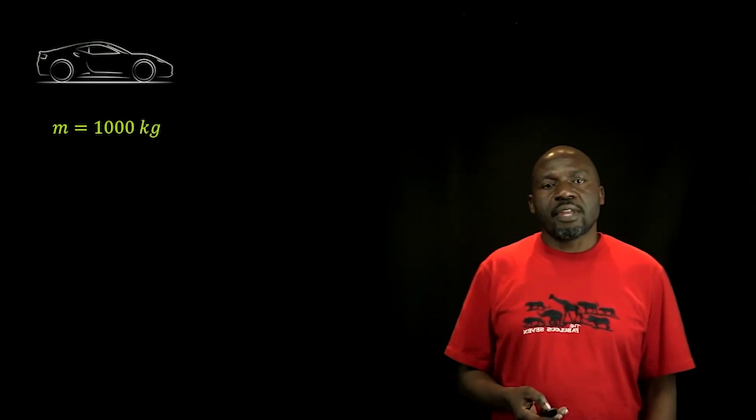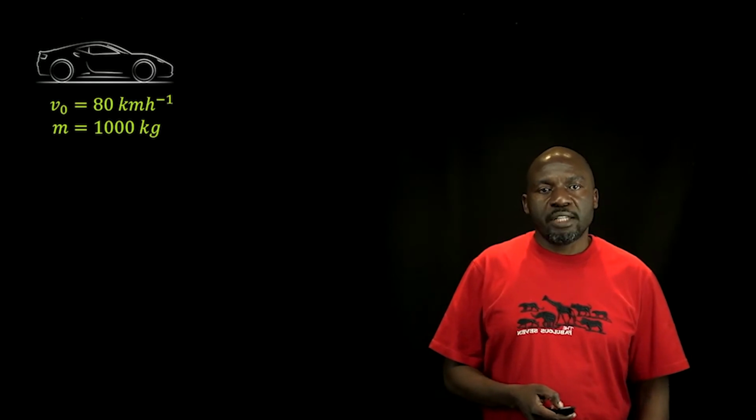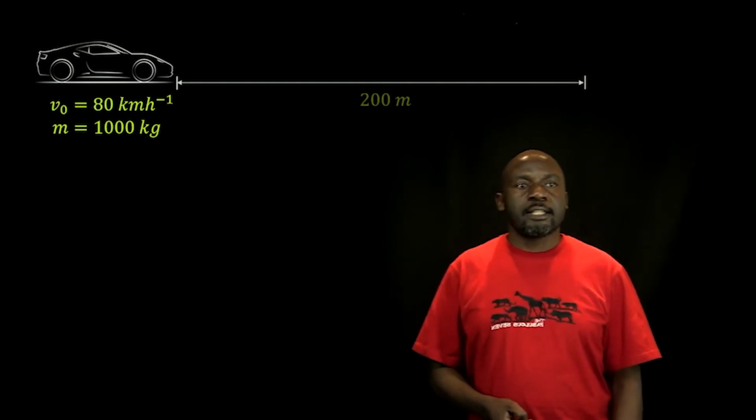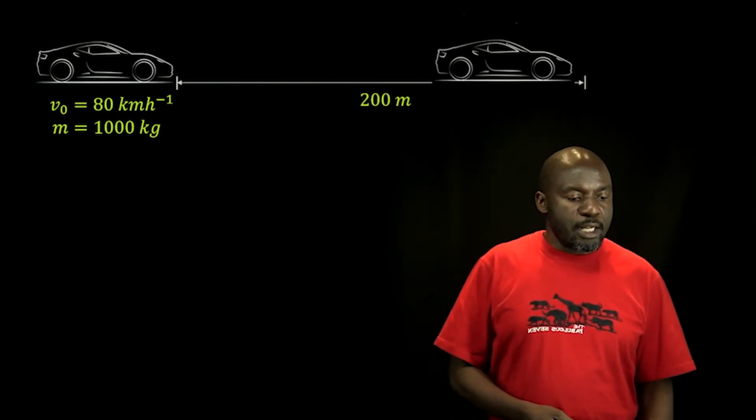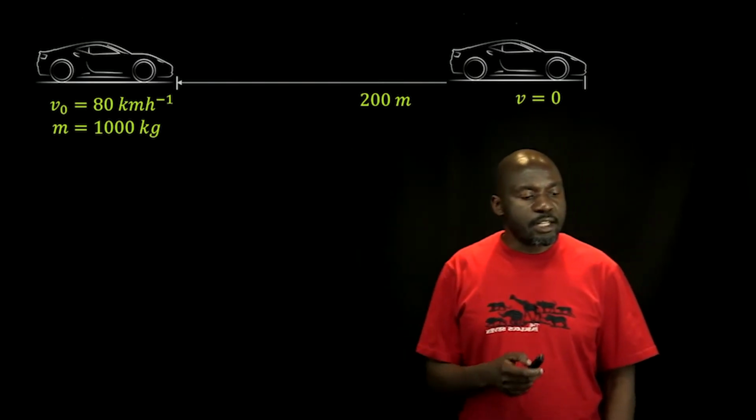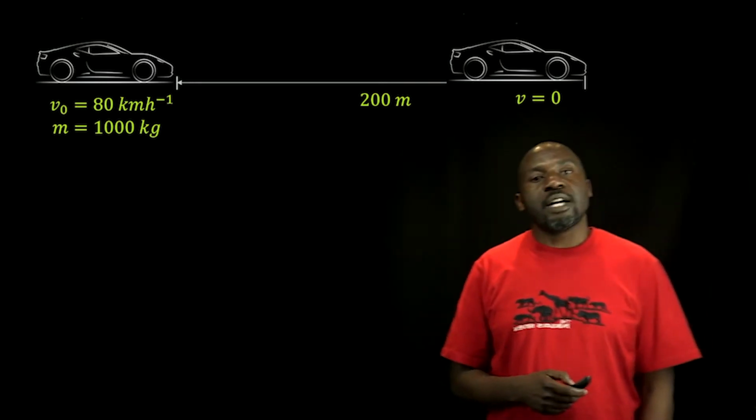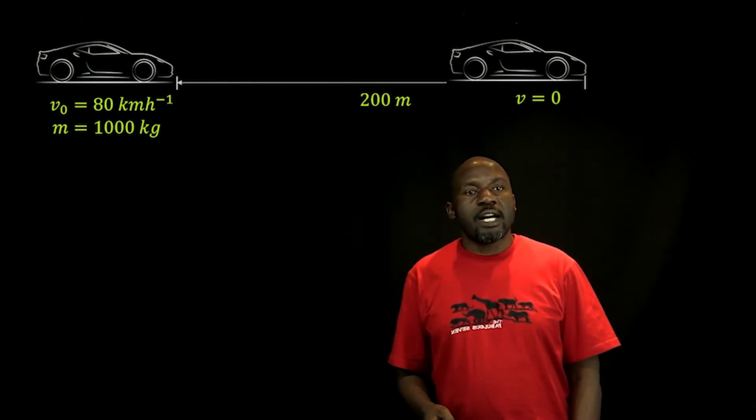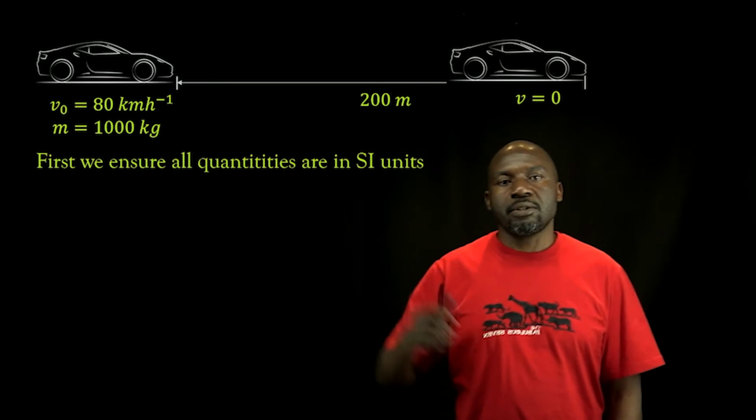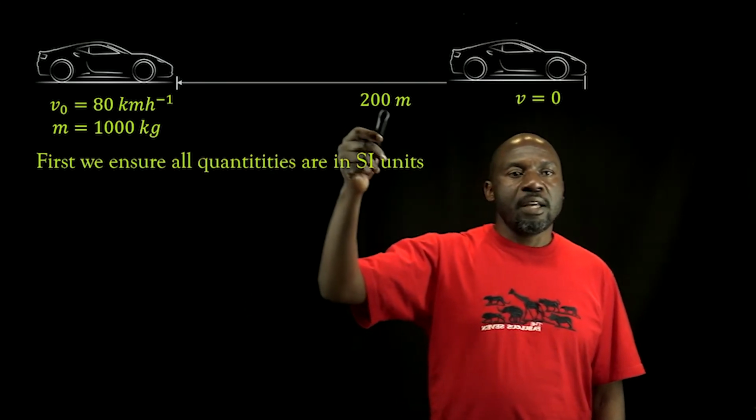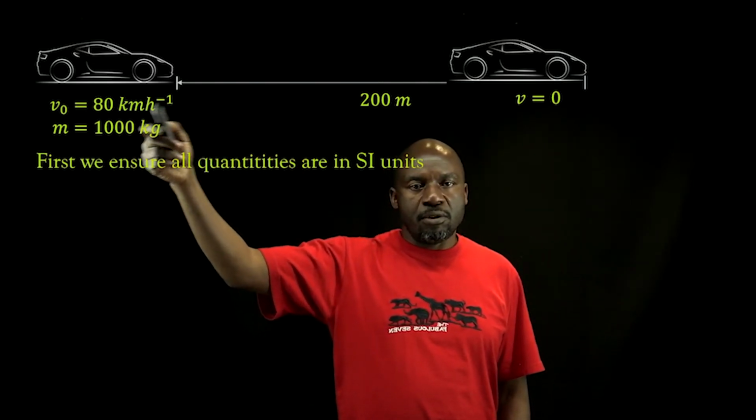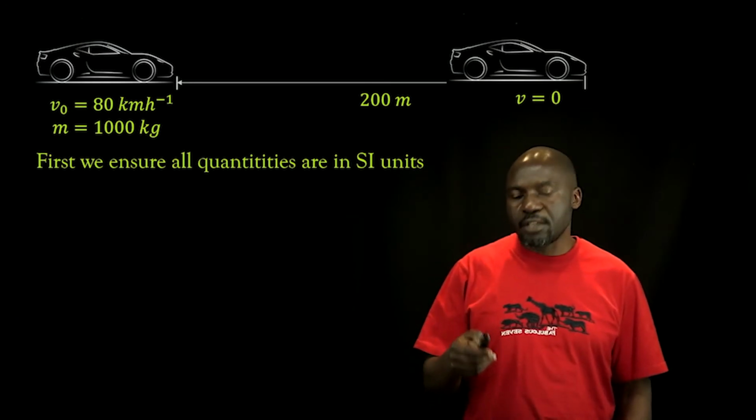So if the mass is 1,000 and the car is moving at 80 kilometers per hour and it is brought to rest in 200 meters, then we can determine the deceleration. So it's not actually an acceleration or a positive acceleration, but in fact it is a deceleration, okay? To find that deceleration, first we must ensure that all the units are SI. The mass in kilograms is an SI unit, the distance of 200 meters is an SI unit, but the speed of 80 kilometers per hour is not. The unit for velocity is meters per second. So we have to change that to meters per second.